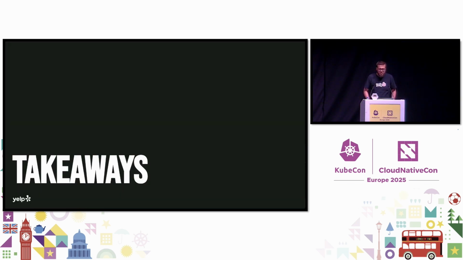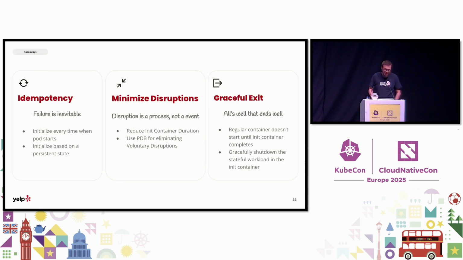Yeah, this moves us to our conclusions. As you can see, init containers are quite handy for real stateful workload applications. A few takeaways here. The first one is about ensuring that init containers should be idempotent. Any failures can happen anytime and for any reason. So you need to make sure that there is some failure mode handling.